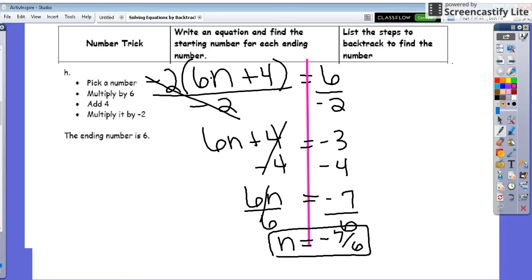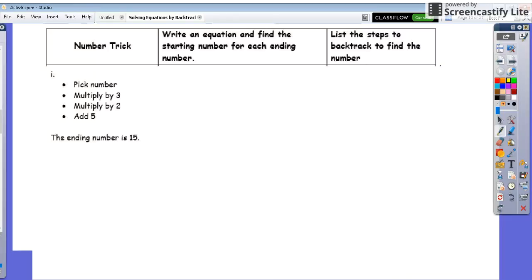And that's my solution. So again, if I were to plug negative 7 over 6 in for this n here, so instead of n, putting that in, I multiplied it by 6, added 4, multiplied by negative 2, then I would end up with 6. Okay? All right. So this last one here, I think it's the last one for this worksheet. So we have pick a number, multiply by 3. After that, we're going to multiply by 2, add 5 equals 15. I could be wrong. There could be one more.